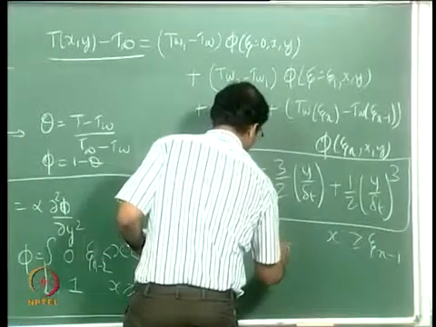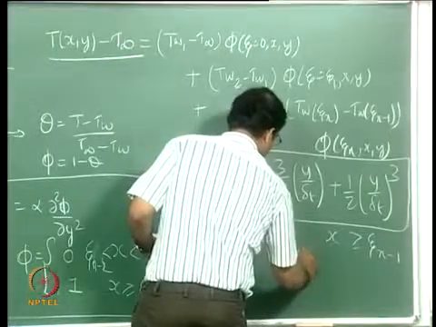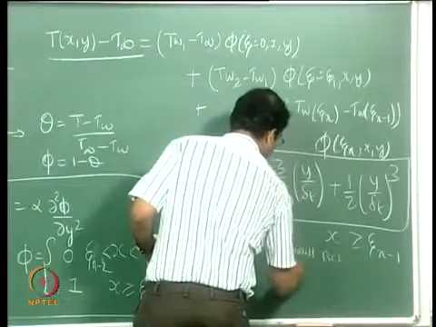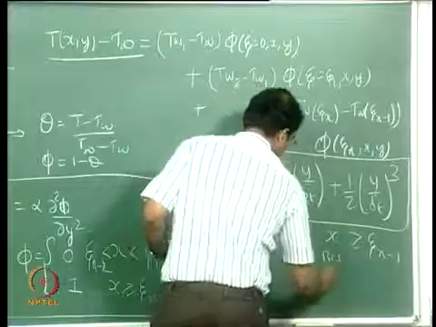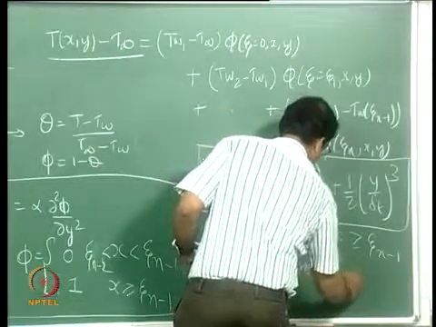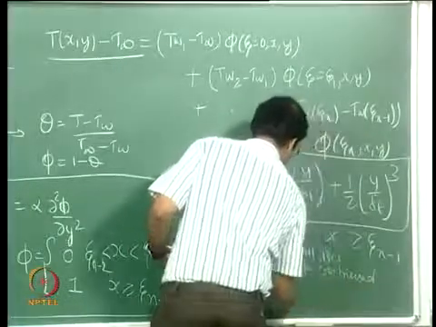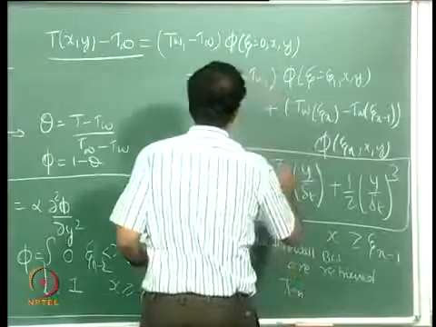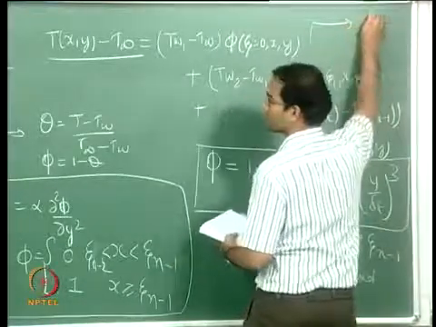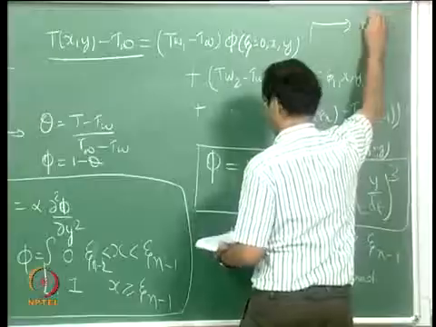So this is how you have to write it, and if you check that the wall boundary conditions are retrieved, then let me call this equation number 1.